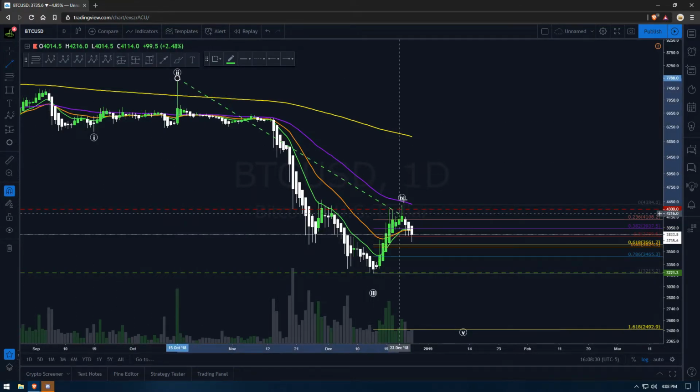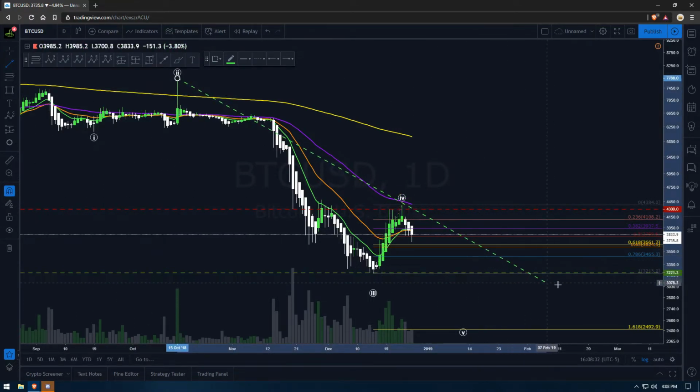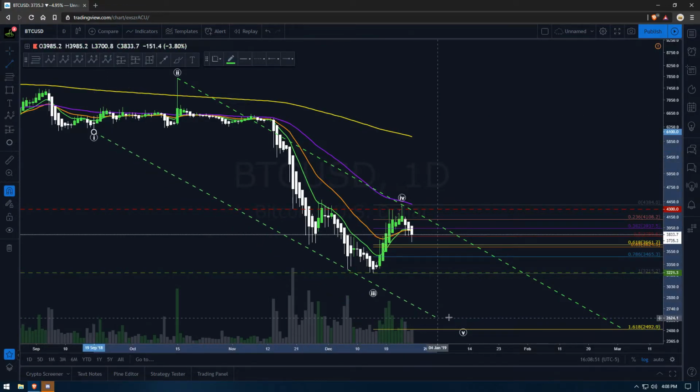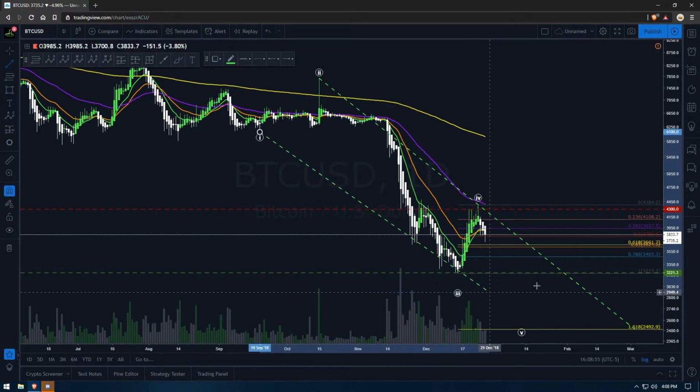Let me turn my magnet on. You would basically draw trend lines from wave 2 to 4 and extend it all the way down. And I'm just going to use this line as a reference point down here. So you take the top of waves 2 and 4 and you make sure that those are touching, and then you take waves 1 and 3 and make sure that those are touching.